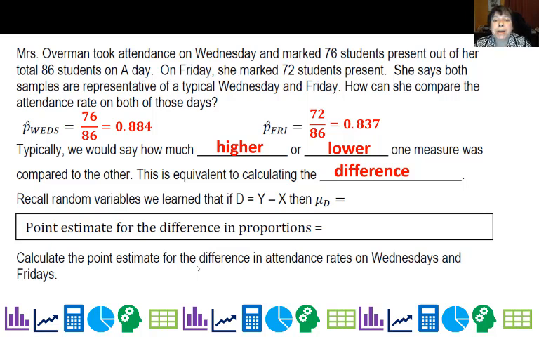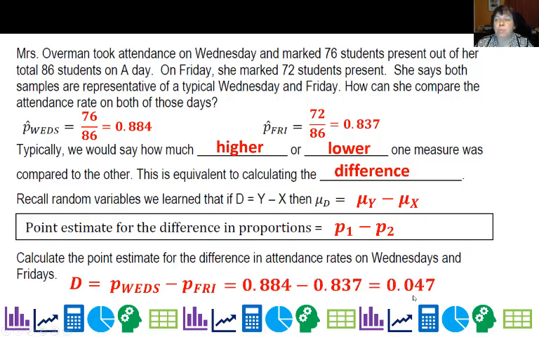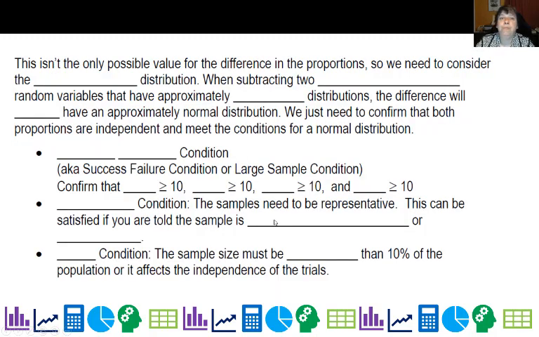Now, if I'm going to compare the difference, recall from random variables that if the difference is y minus x, in this case Wednesday minus Friday, then the mean of the differences is the mean for Wednesday minus the mean for Friday. But I only have point estimates based on the samples, so I'll use those, proportion 1 minus proportion 2. So my point estimate, I'm going to subtract those two proportions, and I get a difference of 0.047, or about 5%. Now, 4.7% is not the only possible value for the difference. So I know that there's some variability in there.